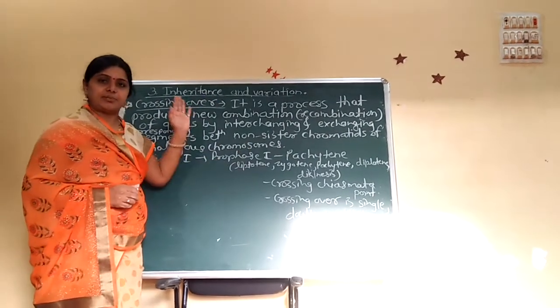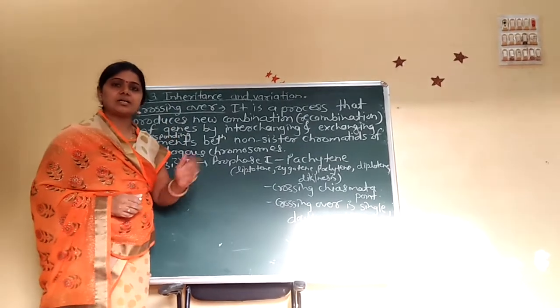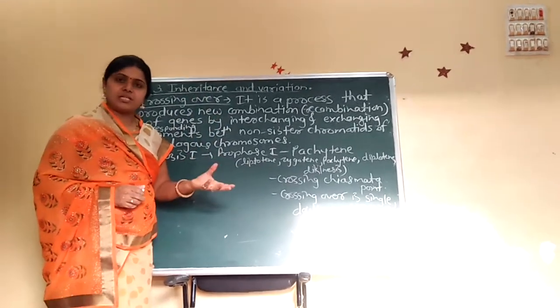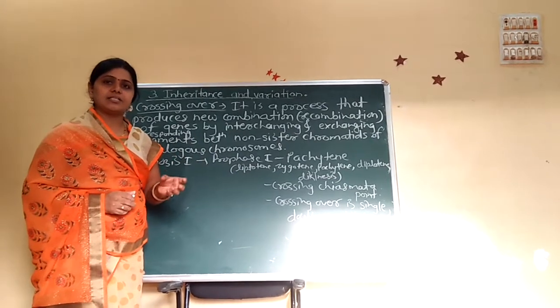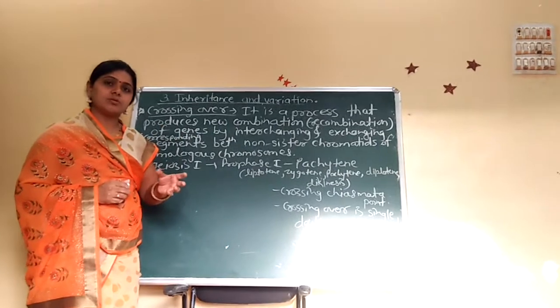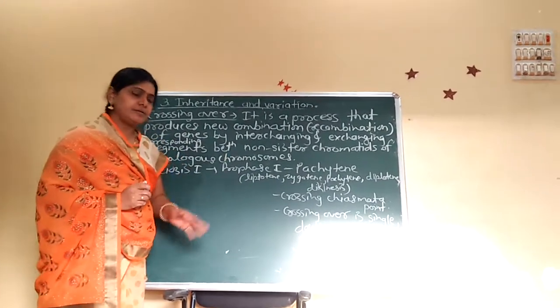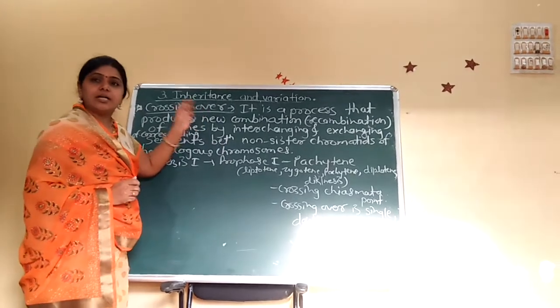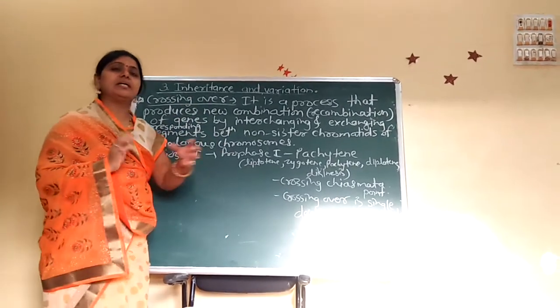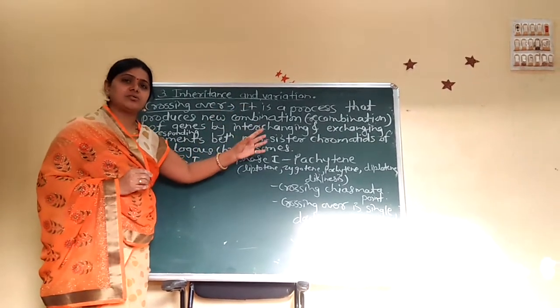Inheritance and variation, chapter number 3. In that, today we'll discuss crossing over. In the previous lecture we discussed linkage: those genes which are present on the same chromosome inherit together, and that is called linkage. But crossing over means the separation of linked genes. The separation of linked genes is called crossing over.